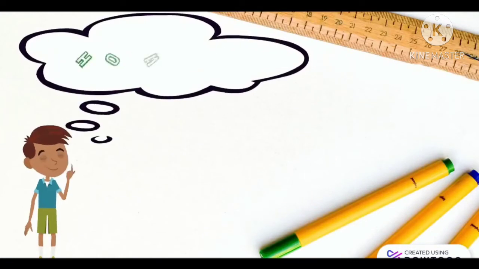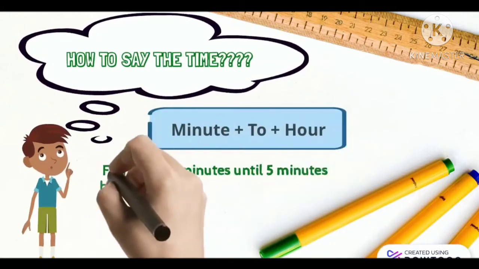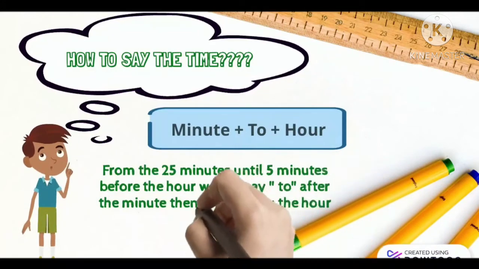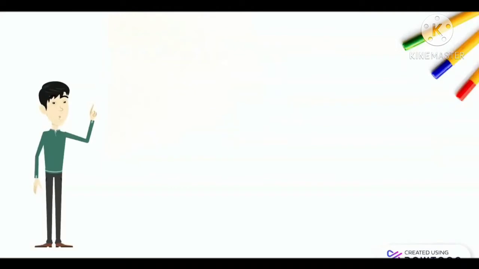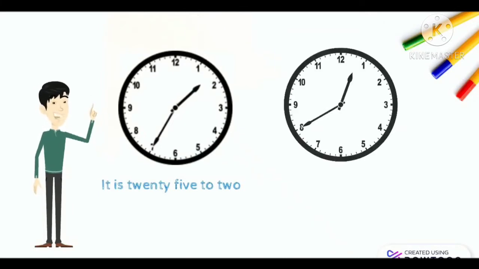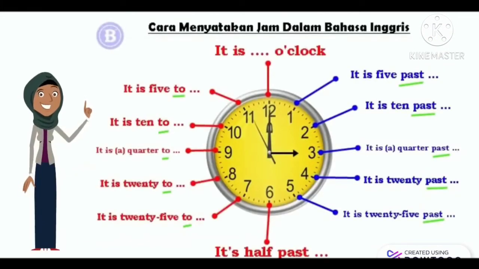This is another way to say the time. From 25 minutes until 5 minutes before the hour, we can say to after the minute and followed by the hour later. Here are the examples. It is 25 to 2. It is 20 to 1. Please read the explanation below to help you understand more about our material today.